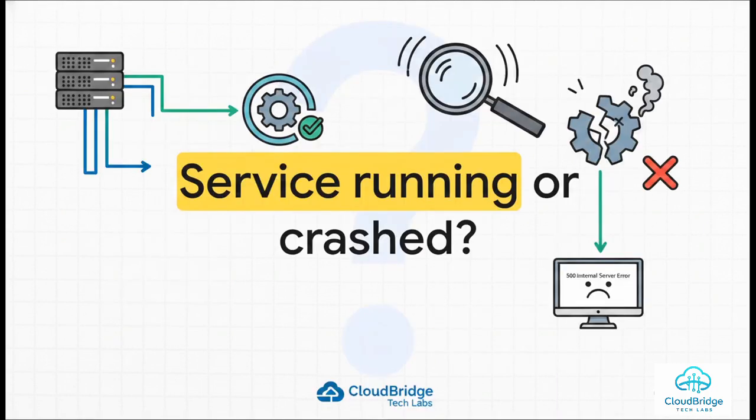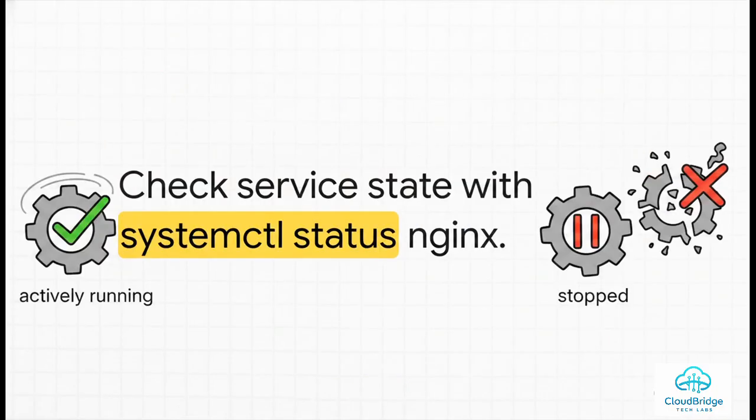Okay, but what if the server is reachable? Well, we keep the investigation moving rapidly inward. Now we're questioning the health of the actual web service running on that machine. Is the application running, or has the whole thing completely crashed? And here's where Step 3 comes in. We run systemctl status nginx to check up on the service.